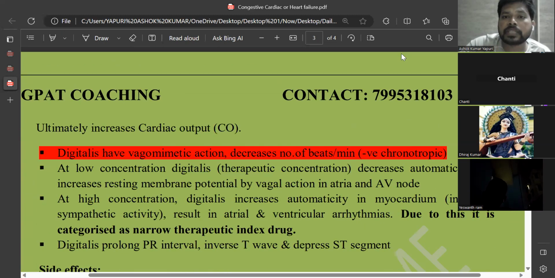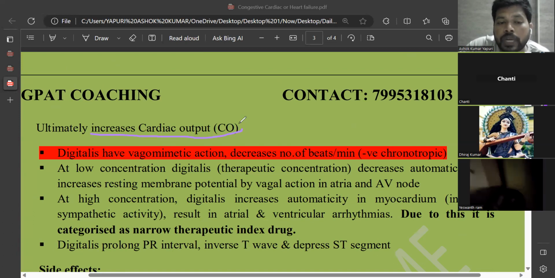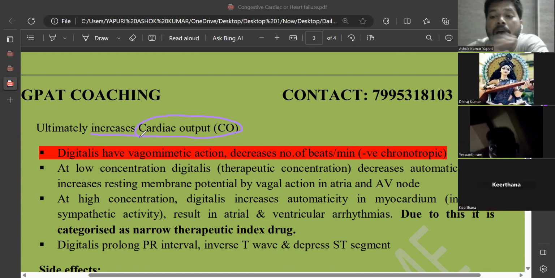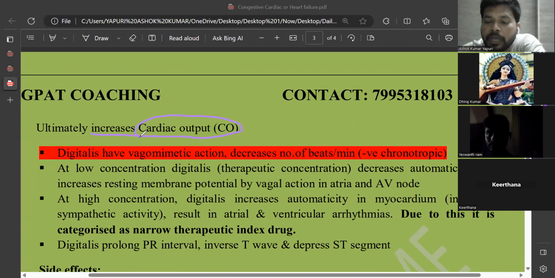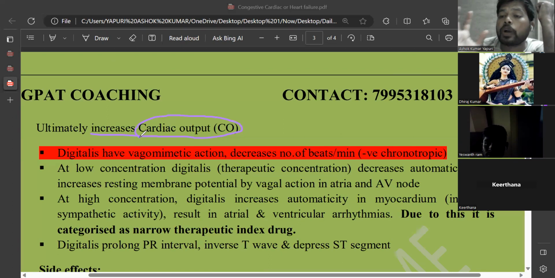So ultimately, because of this increase in contractions, there is an increased cardiac output. When cardiac output increases, the excess fluid from the heart comes out. Because of that excess fluid coming out of the heart, the overload on the heart decreases. So the load on the heart is reduced, and the heart starts working properly. Okay.